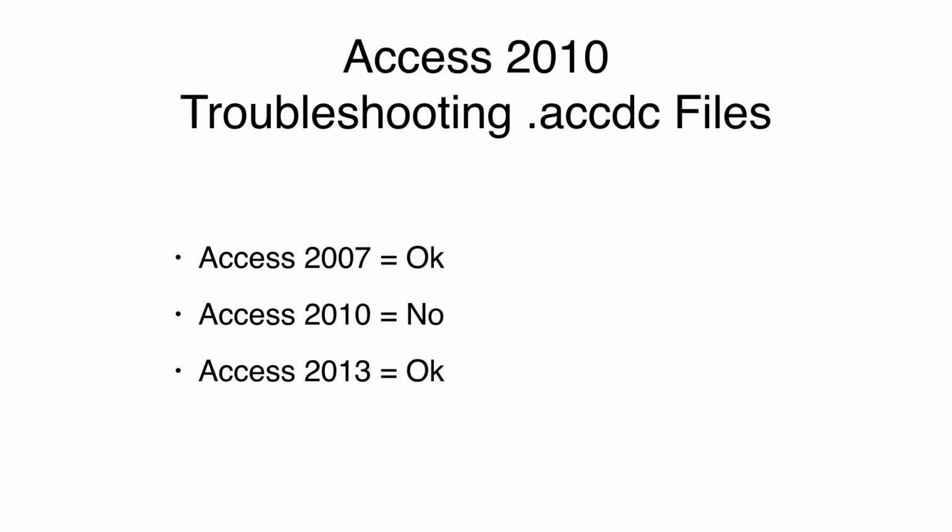The digitally signed access2013.accdc file exported by FmPro Migrator is intended to work with Access 2007, 2010, and 2013. It appears that Access 2007 and 2013 work perfectly when opening digitally signed files.